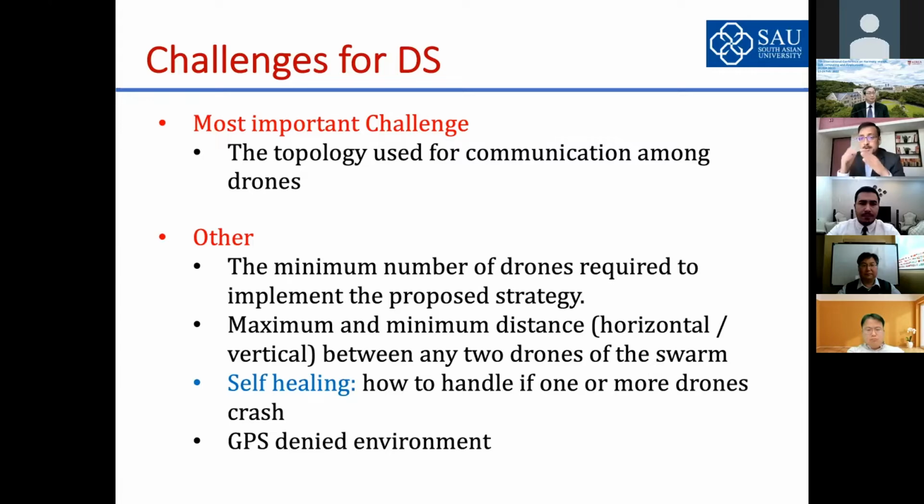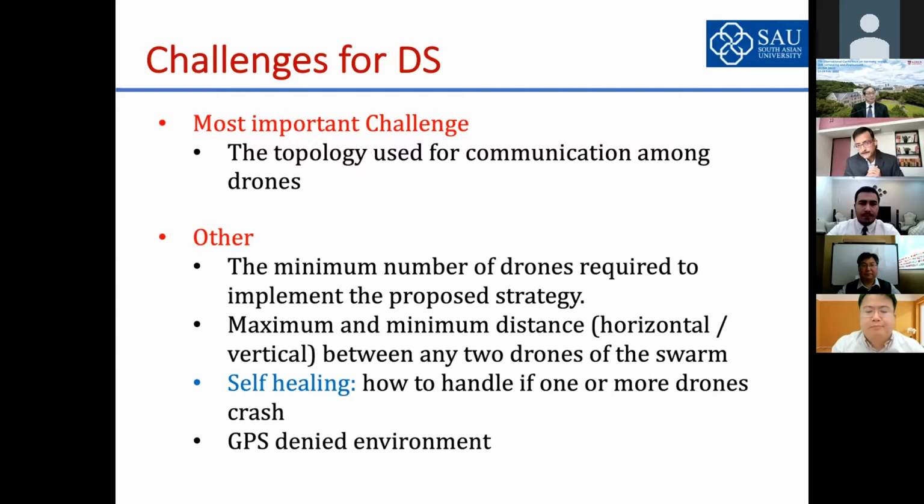What should be the minimum distance and what should be the maximum also? Can they go 20 meters far, or 25 or 30 meters or 100 meters far, so that the communication is not lost, and how close can they come so that the chances of collision are avoided? So this minimum interagent distance is again a challenge.